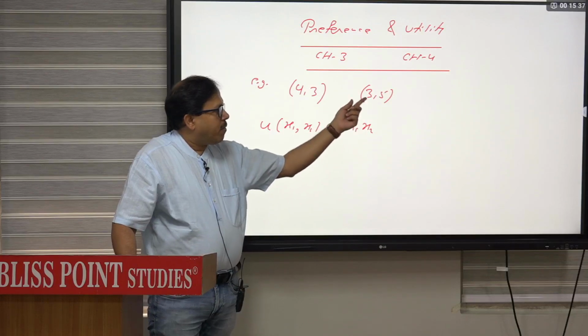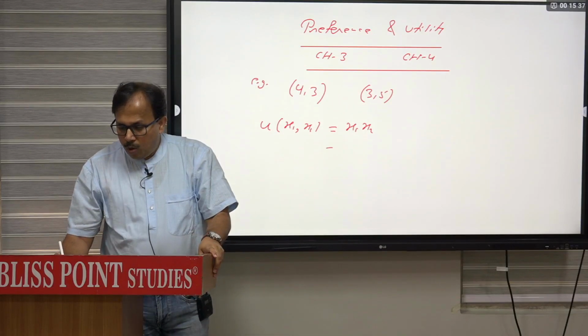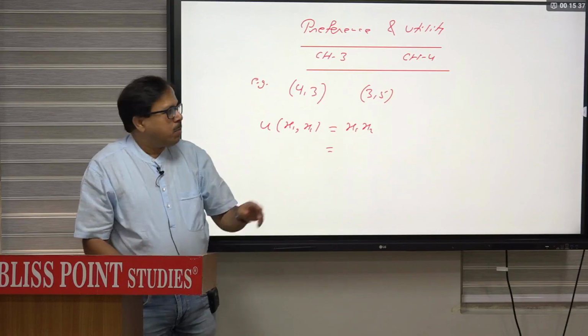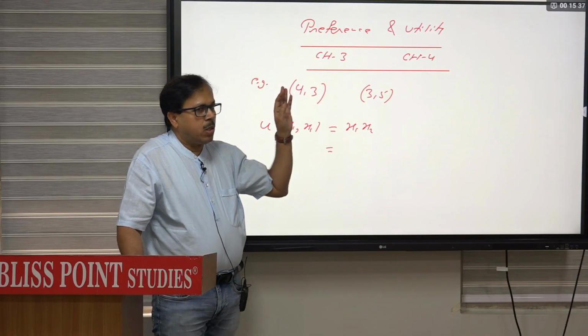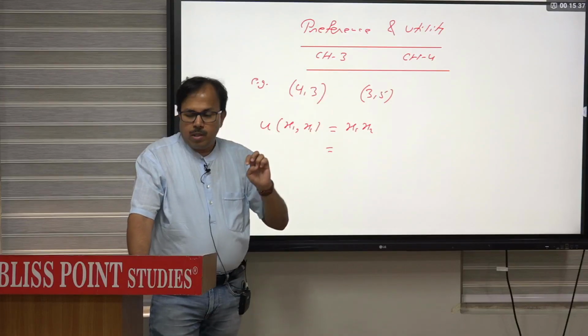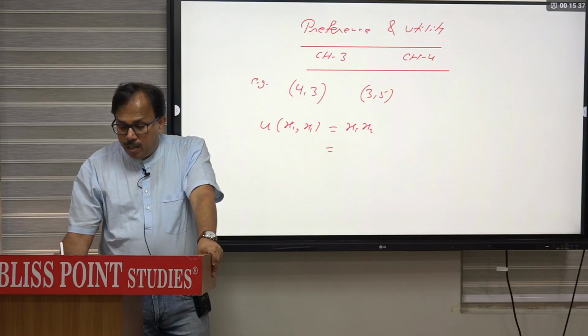But if I write the function as a minimum of x1 comma x2, then minimum of 4 comma 3 will be 3. So utility will be 3 from this bundle, and minimum of 3 comma 5 is also 3. Utility from this bundle is also 3. It means the consumer must be indifferent between these two bundles. So in the first case the bundle is strictly preferred, and in this case it is indifferent.